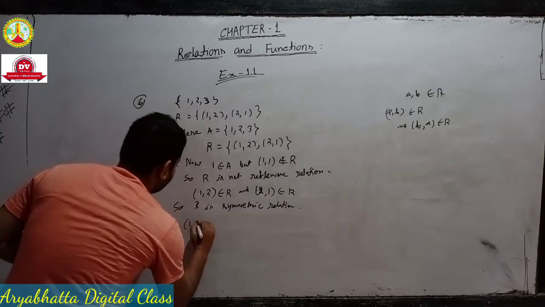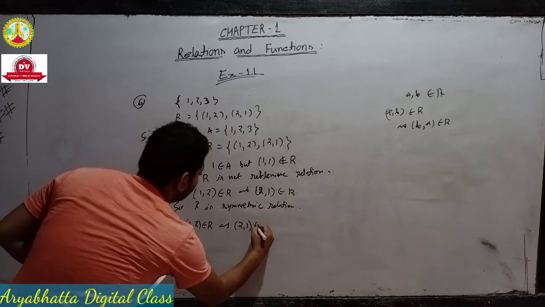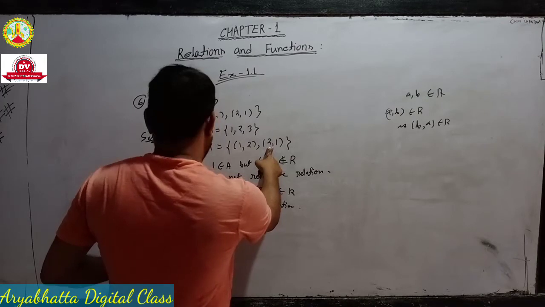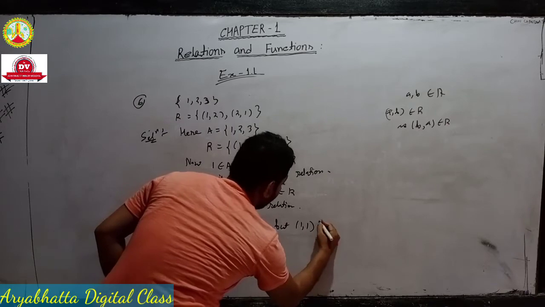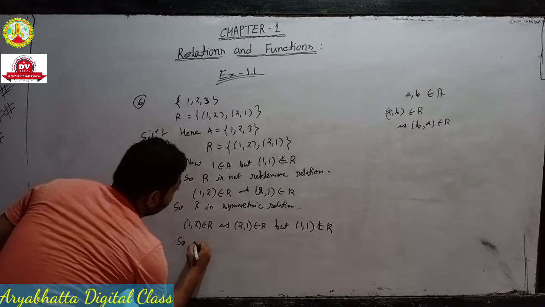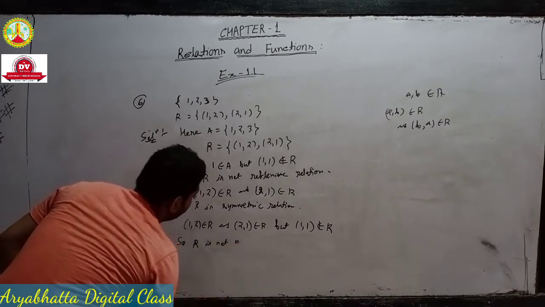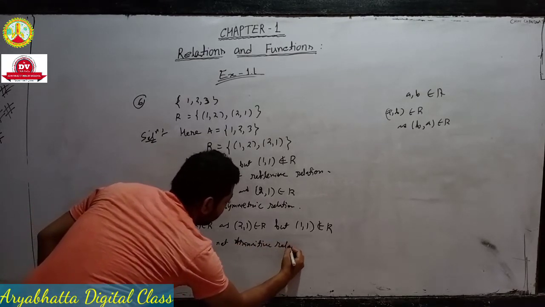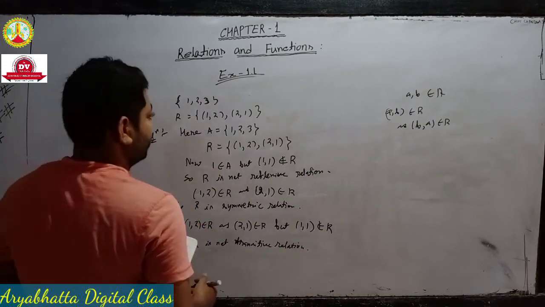Next, (1,2) belongs to R and (2,1) belongs to R, but (1,1) does not belong to R. Therefore this relation is not transitive. So R is not a transitive relation.